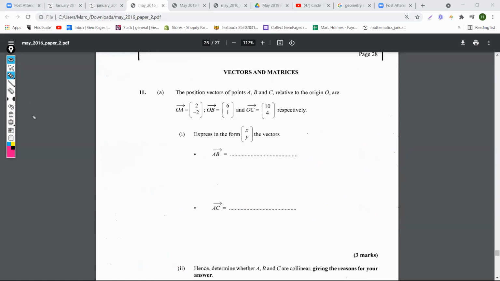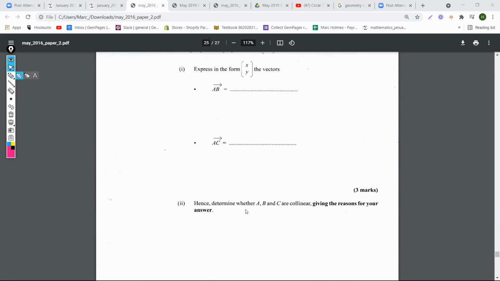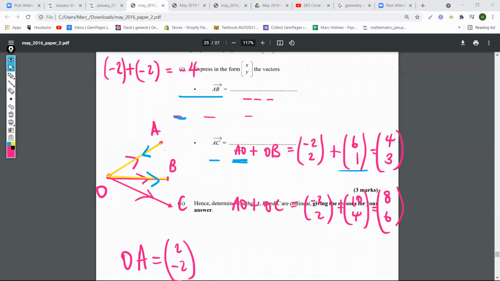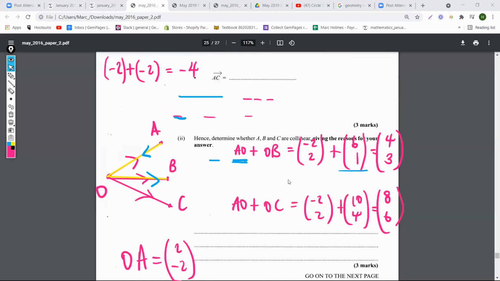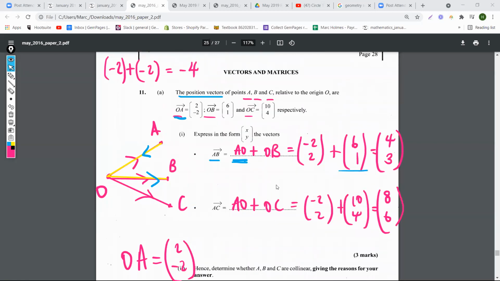And it says here, hence determine whether A, B, and C are collinear and give reasons for your answer. And that one is worth 3 marks. Okay, cool. All right, so we need to prove that A, B, and C are collinear, guys. AB is twice as long as AC. Right, that's exactly why.